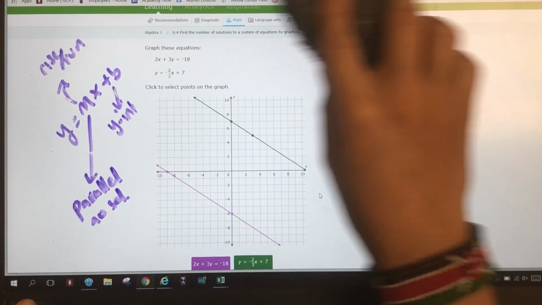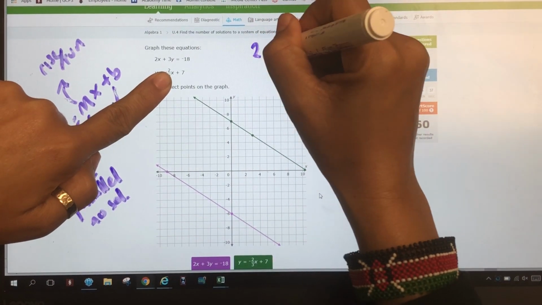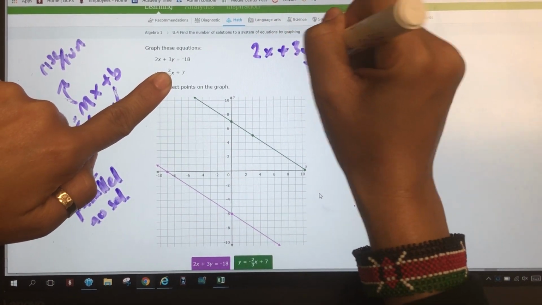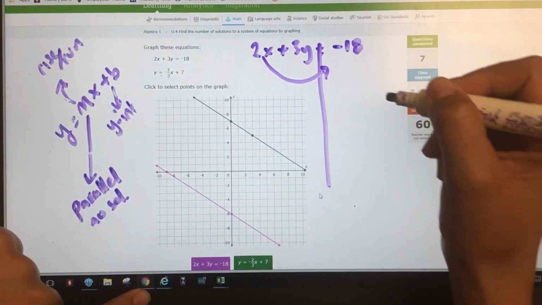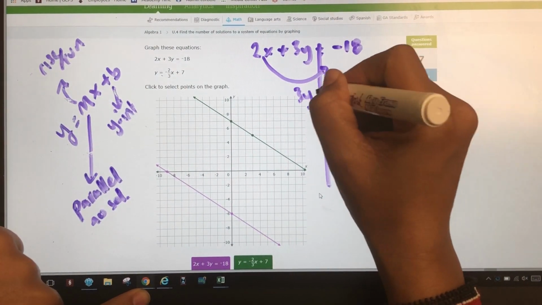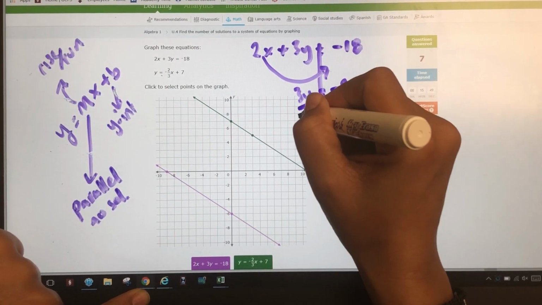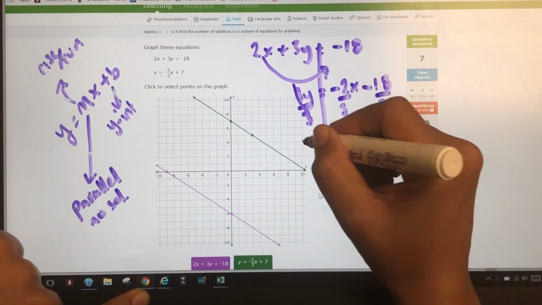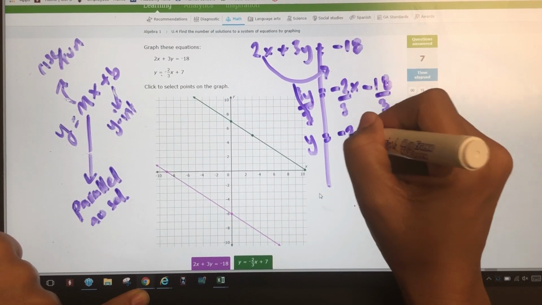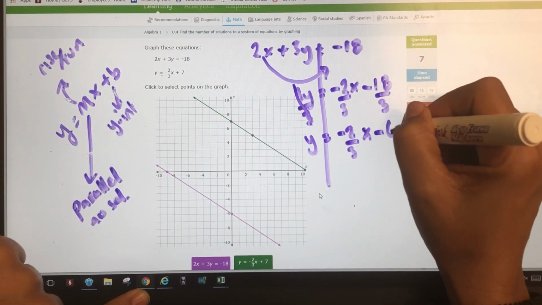Okay, now you could have graphed that exact same line by solving for y over here. So let's do that. I'm just going to write this down for you. 2x plus 3y equals negative 18. Draw your river. Take this to the other side, it becomes negative, right? So 3y equals negative 2x minus 18. Divide by 3. That goes away. Y equals negative 2 over 3x. Then negative 18 divided by 3 is negative 6.